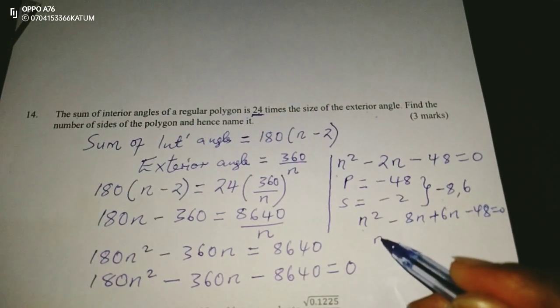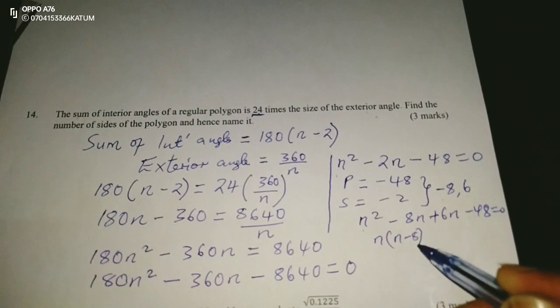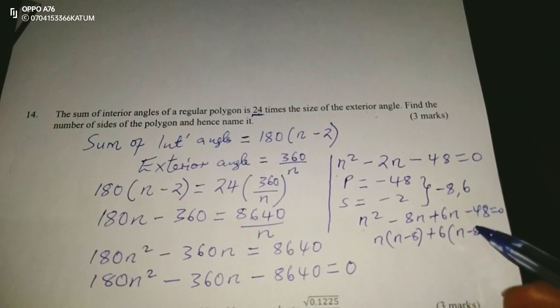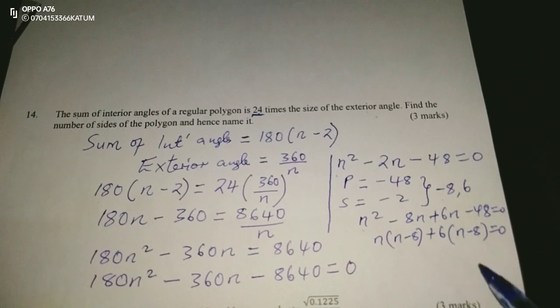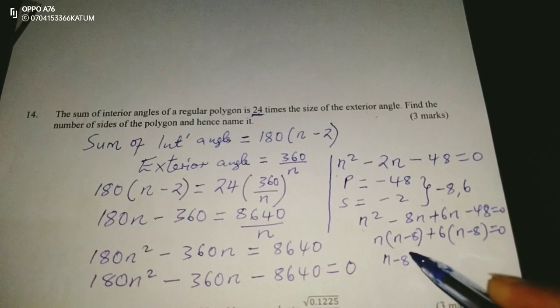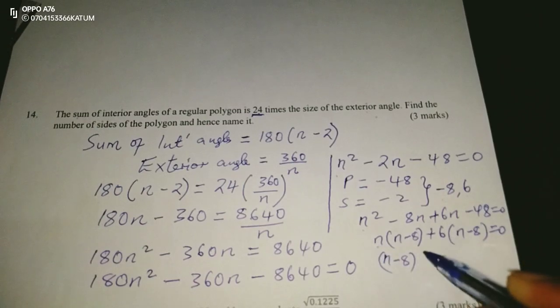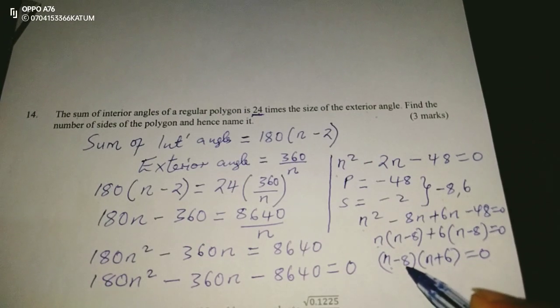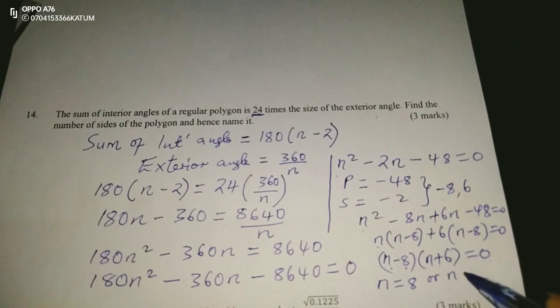So we factorize n to remain with n minus 8. We factorize 6 to remain with n minus 8 equals to 0. Therefore, n minus 8, because it's common, then n plus 6 equals to 0. So we equate each of the factors to 0, and we shall have n minus 8 equals to 0. So n is going to be 8, or n is going to be negative 6.